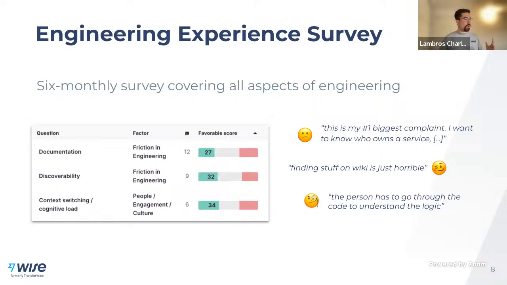We have been getting super low scores around the areas of documentation, discoverability, and context switching, or the flow. There are also a few quotes here from engineers at WISE. There is a lot of frustration here, definitely. So this was the start of our journey. Basically, there was some problem.